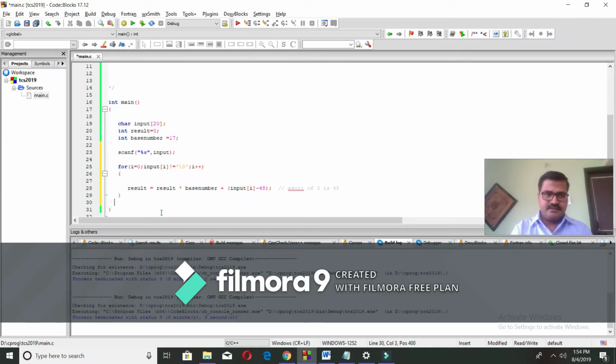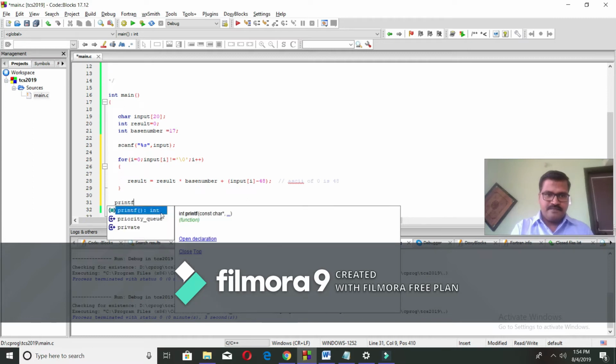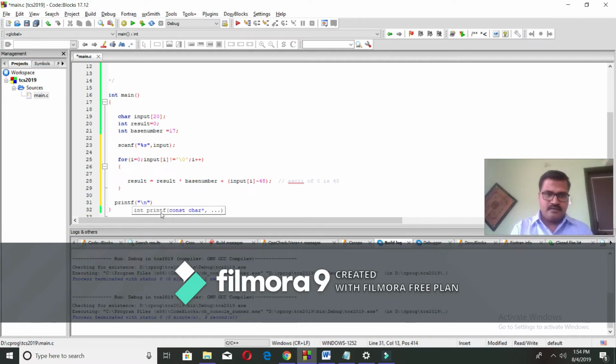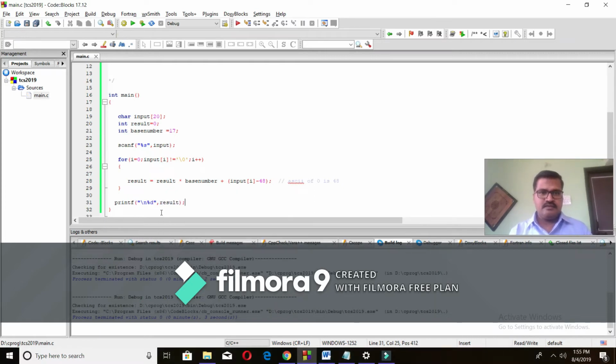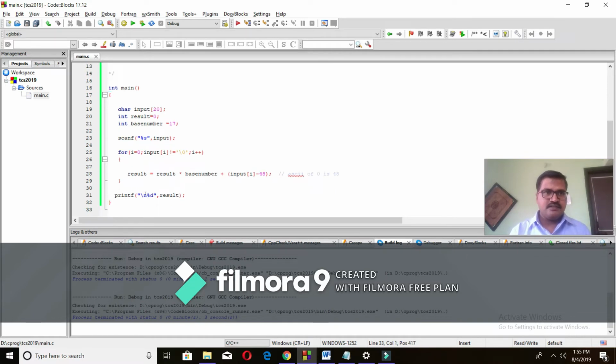So right here, printf percent d, result. This is the result I got. So I'll just run it.